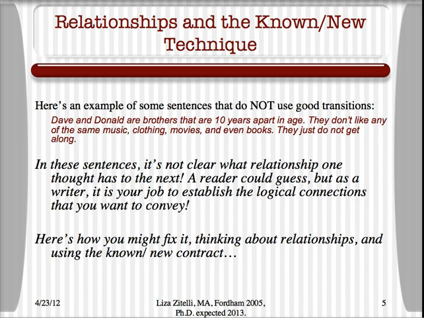In these sentences, it's not clear what relationship one thought has to the next. A reader could guess or make an inference, but as a writer, it's your job to establish the logical connections that you want to convey. Here's how you might fix it, thinking about relationships and using the known-new contract.